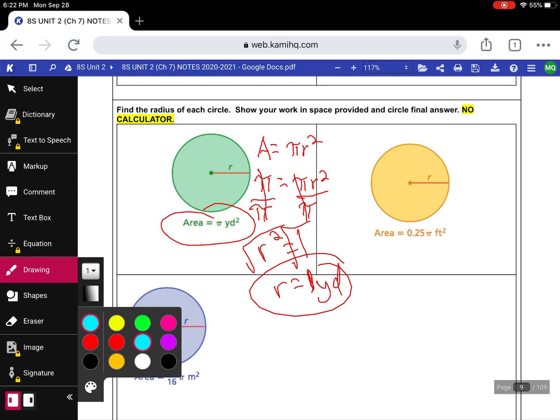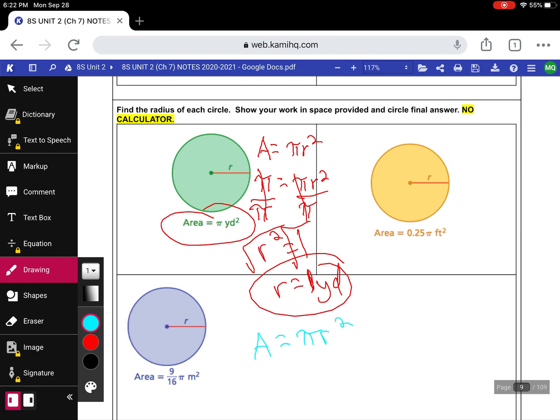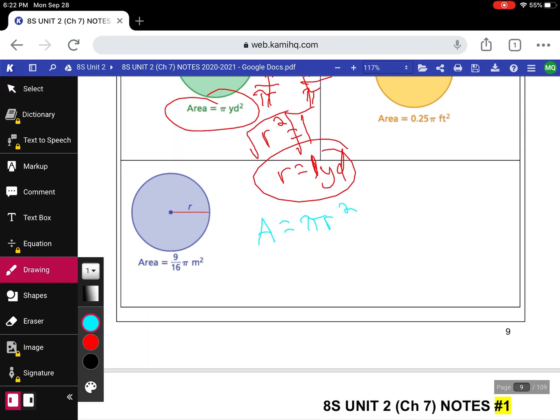Let's do this one. If we've got area equals pi r squared, here we have 9/16 pi as my area. So 9/16 pi equals pi r squared. I'm going to divide both sides by pi. Why? Because this is multiplication and we know that division is the inverse. I've got 9/16 equals r squared. And now we're golden, right? The inverse of squaring something is taking the square root.